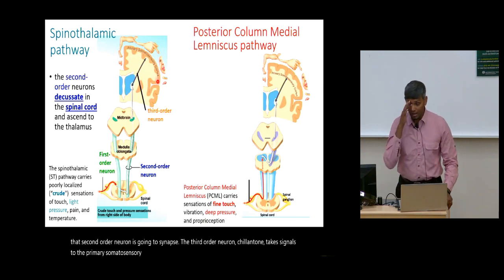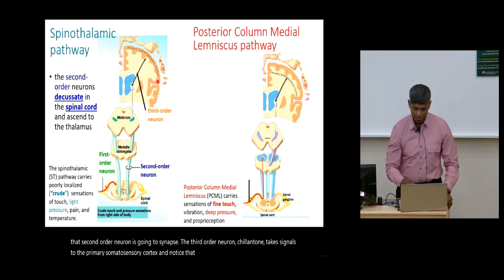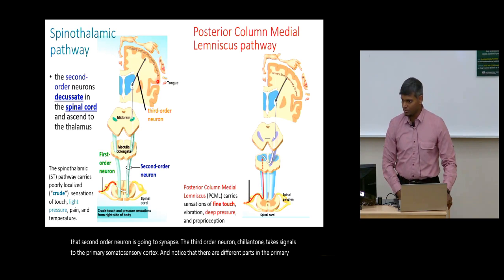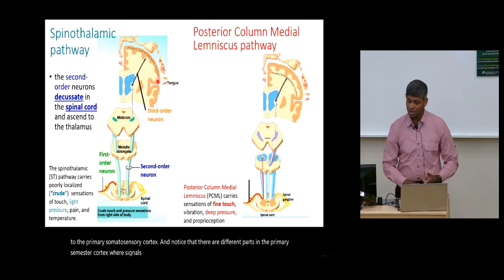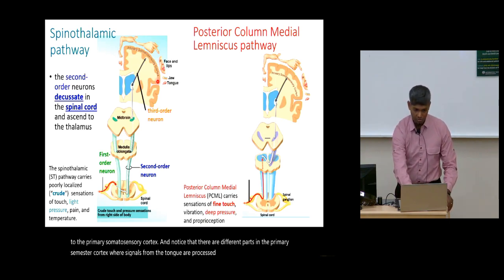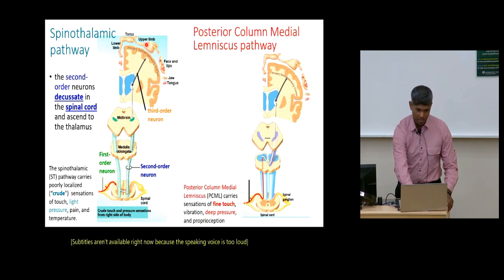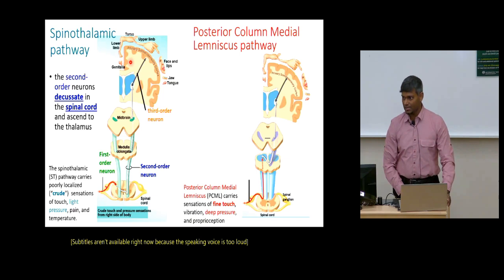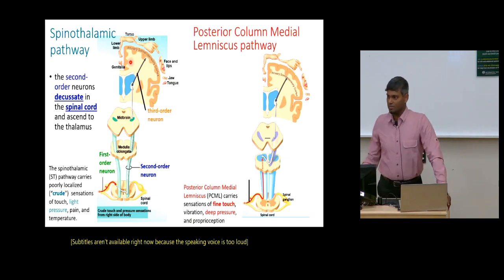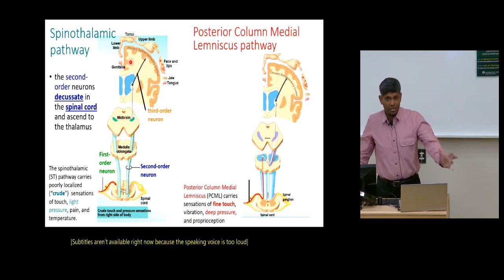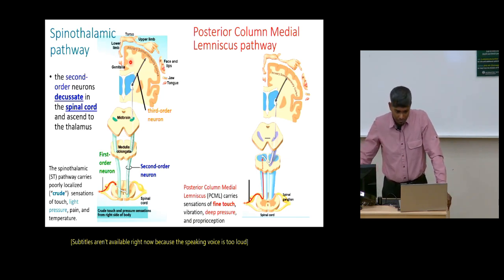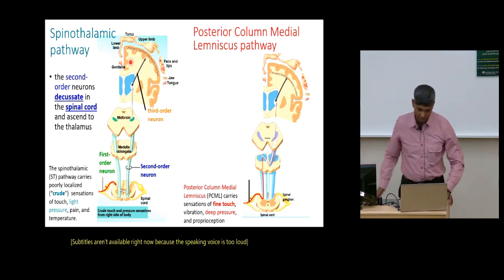And notice the different parts of the primary somatosensory cortex, where signals from the tongue are processed, from the jaw, from the lips, from the face, upper limb, from the torso, lower limb, and even from the genitalia. So there are different regions in the primary somatosensory cortex where these signals from different parts of the body can be processed. Now let's compare the spinothalamic pathway to the PCML pathway.